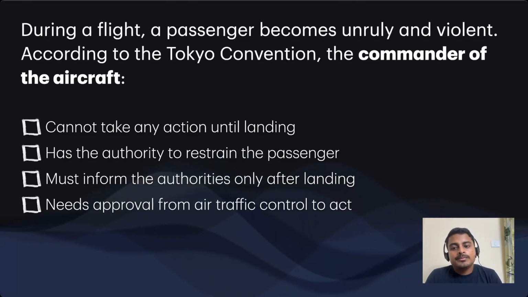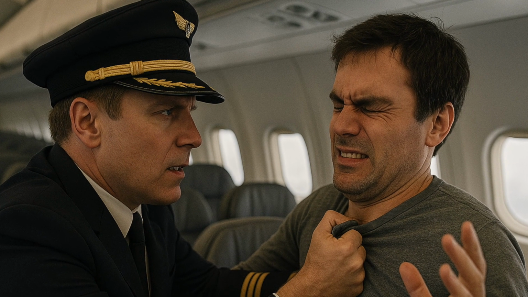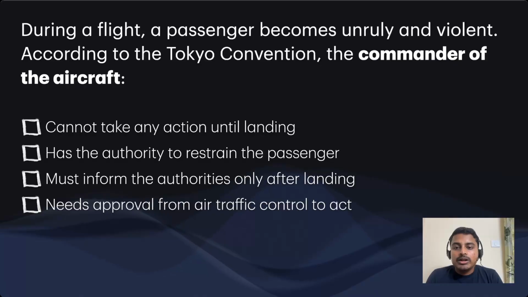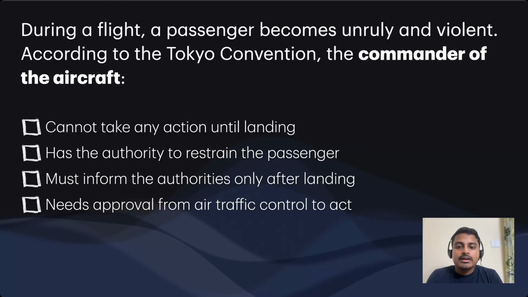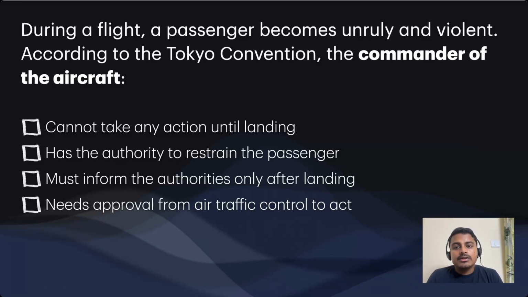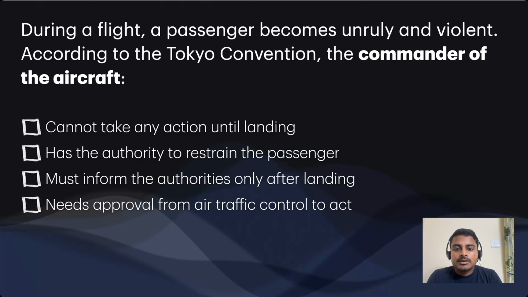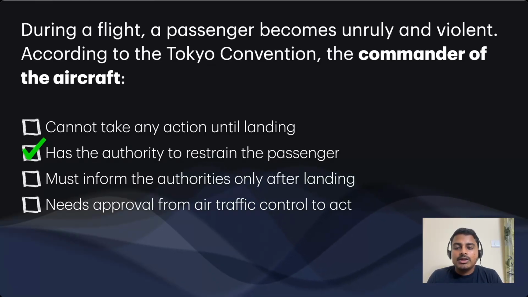Whenever something like this happens, he has the authority to restrain the passenger. He has to restrain the passenger to maintain the safety and discipline of the aircraft, and the safety of other passengers. So he has the right to restrain the passenger until landing, and upon landing he has to inform the authorities. If required, they should also inform the ATC about these things. So the correct answer is he has the authority to restrain the passenger.